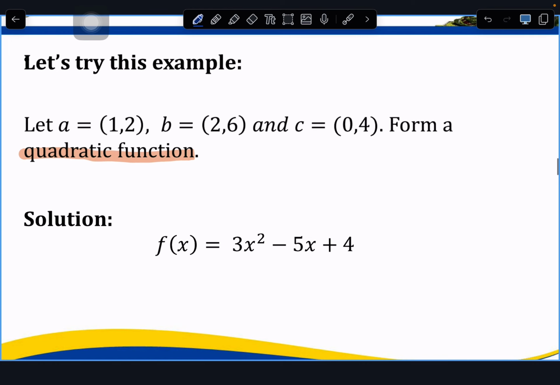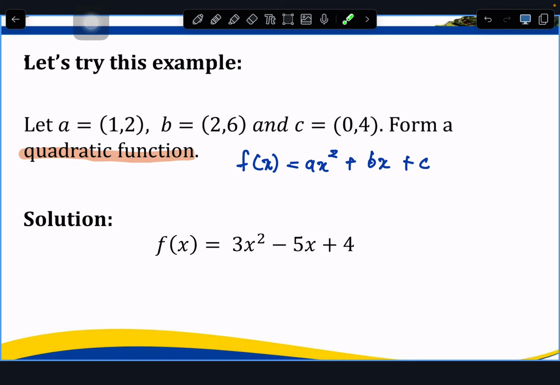So the most basic one is this one: f(x) = ax² + bx + c. Correct? Because I don't give f(x) = ax² + bx + c, but I give quadratic functions. So based on this, some of you will be confused, because we have a here and a there. Probably you think they are the same. No.